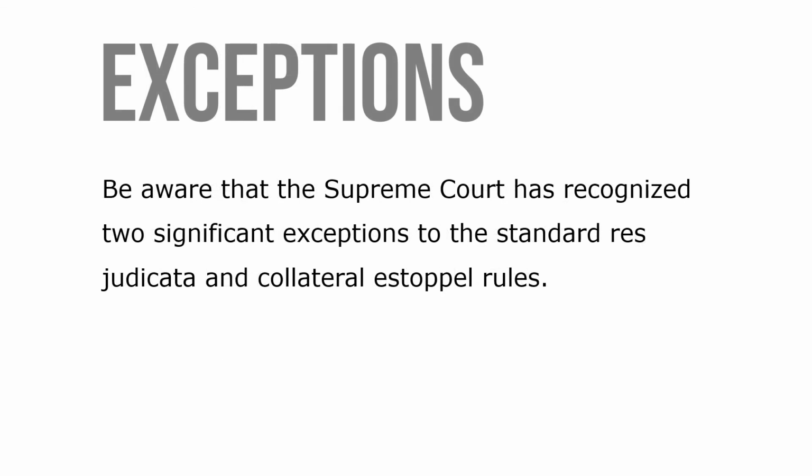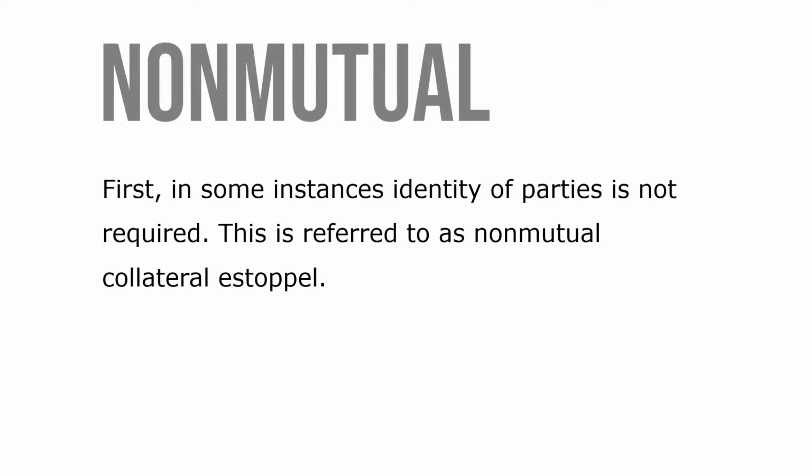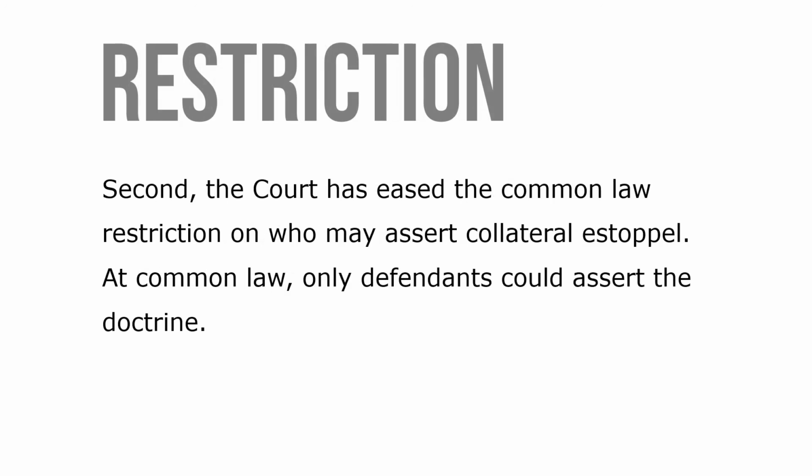Be aware that the Supreme Court has recognized two significant exceptions to the standard res judicata and collateral estoppel rules. First, in some instances, identity of parties is not required. This is referred to as non-mutual collateral estoppel. Second, the court has eased the common law restriction on who may assert collateral estoppel. At common law, only defendants could assert the doctrine.